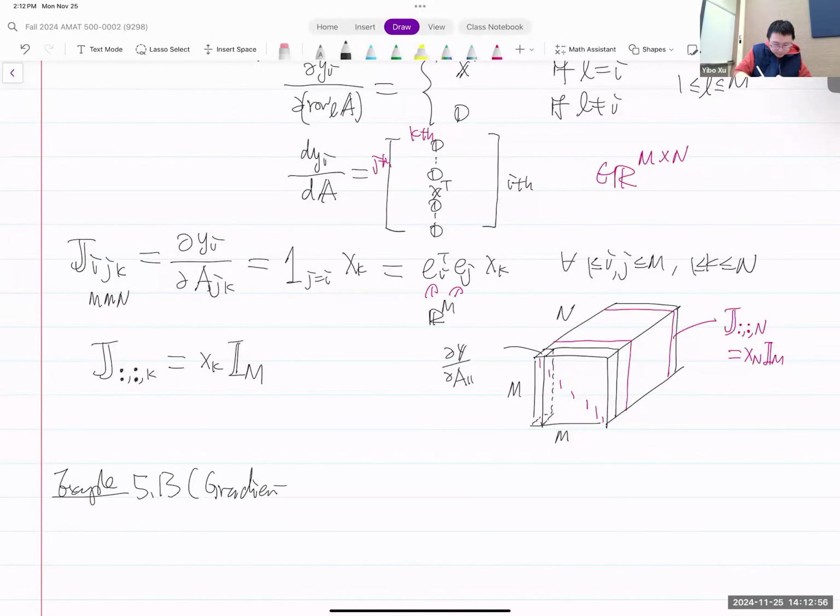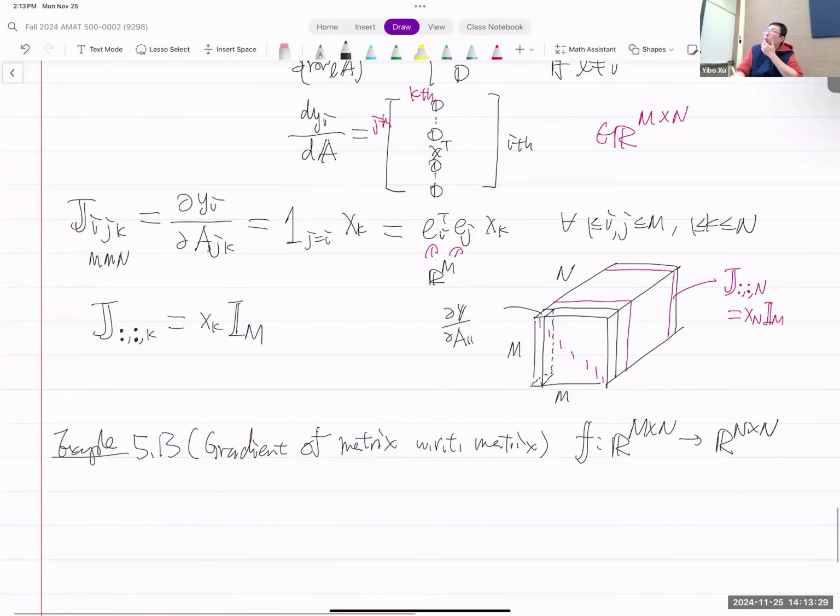So, gradient of matrix with respect to matrix. Now we have a matrix as input and another matrix as output. So what's the rule? F is a mapping from n by n matrices to n by n matrices. Let me change m to this. Okay, so what's the computation?